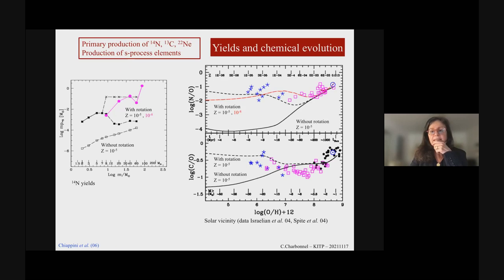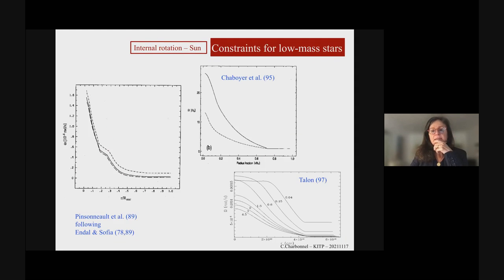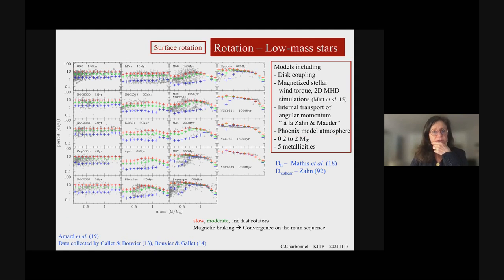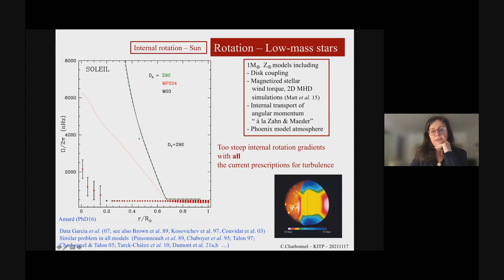So I will skip that because I would like to spend some time on the thermal mixing. Yes, so the only thing I would say about rotation in low mass stars is that when you consider all these processes inside the models of low mass stars, you are very well able to reproduce the surface rotation of the stars. But the difficulty is that you predict internal rotation which has stronger gradients than what the asteroseismic data tell us.